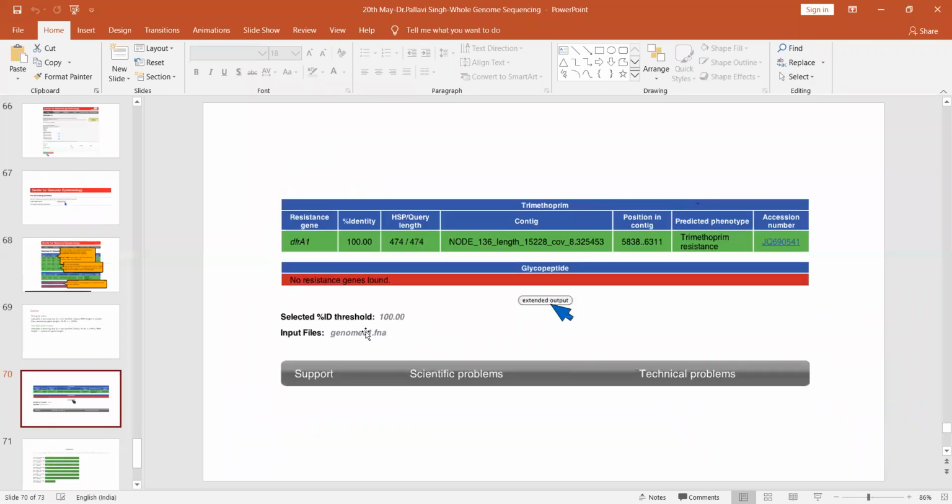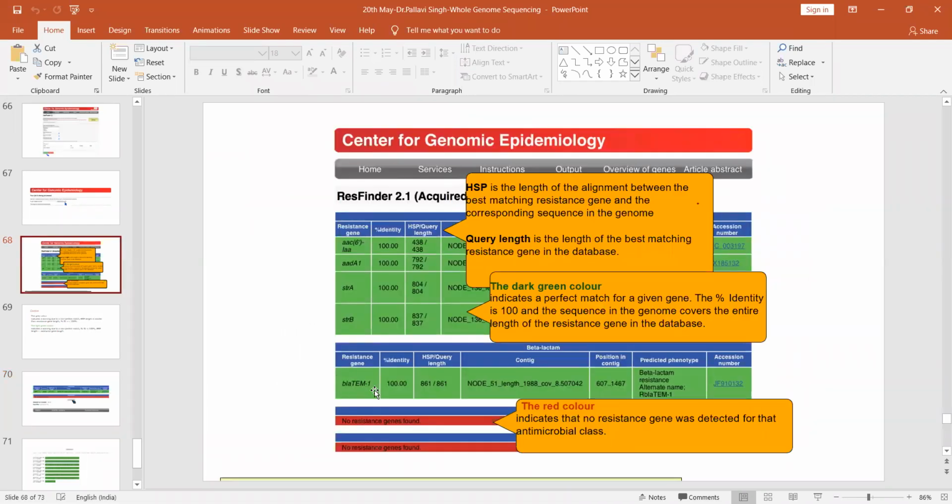So these are my results: glycopeptide, no resistance gene found. And if you want to see the extended output, you can click here. You can see here a resistance gene in dark green color, DFRA1, a resistance gene against the trimethoprim antibiotic, has been obtained. Similarly, if you click detail, you will find out bla TEM E1 here. Let me show you by annotation. This is showing that a beta-lactam resistance gene is present in my query. So if I use a beta-lactam antibiotic to treat this bacteria, it will not be useful.